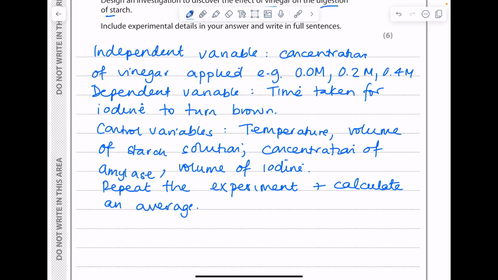I'll just show you where the marking points are awarded. So there's a mark for pointing out that you're using different concentrations of vinegar. So that's 1 mark. There's a mark for using iodine. And then there's a further mark for saying about how long it takes for that iodine to turn brown. Control variables, you get a mark for temperature and volume of starch solution. There's actually only 2 marks for control variables, and then repeat and calculate an average. So I've got 1, 2, 3, 4, 5, 6. So I'm happy that I've got my 6 marks.